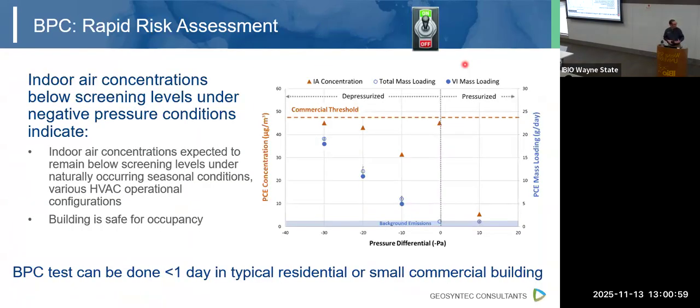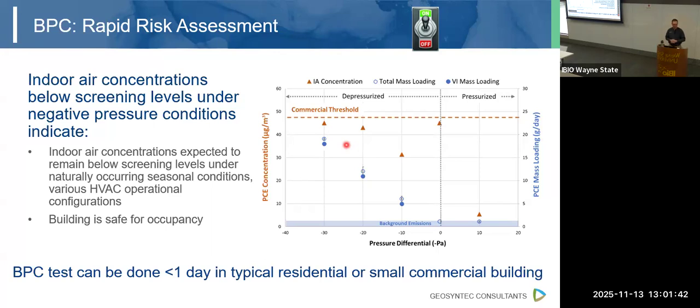So here's some example data from a building that we did while we were developing this. We'll just start with this 0 Pascal line where we're not manipulating the differential pressure. You can see that our PCE concentration here is just below the screening level, so we may be worried that vapor intrusion is a problem at this building. But then in this case, we depressurize the building at 3 different differential pressures. And even under the highest one, that indoor air concentration is still below the screening level. So we have some good assurance that even under worst case scenario, we don't have an indoor air exceedance.